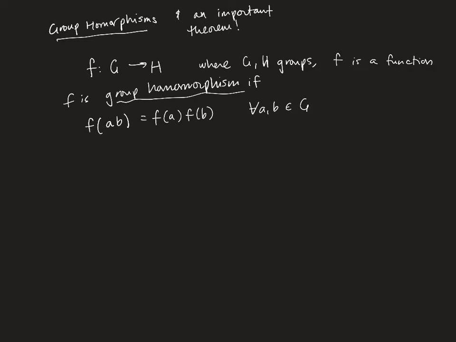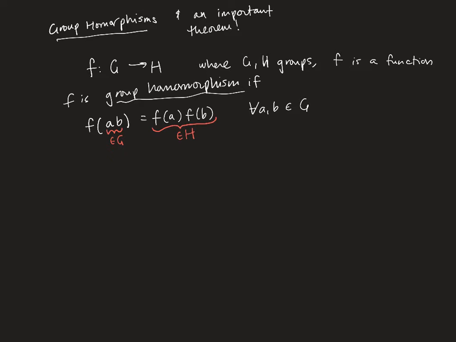And I want to remind you that in the parentheses here, this operation is happening in the group G, right? AB is an element of G. While on this side, this big product, f of A, f of B, that is a product of elements in H. So that operation over there is the operation from the group H.